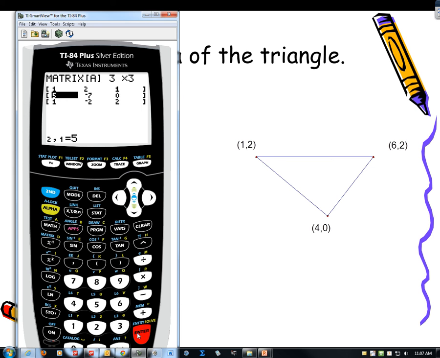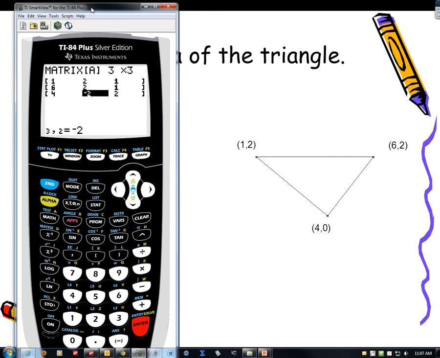What might the second row be then? 6, 2, 1. Okay, and then the third row, 4, 0, 1. Okay, 4, 0, 1. And then I can just quit.